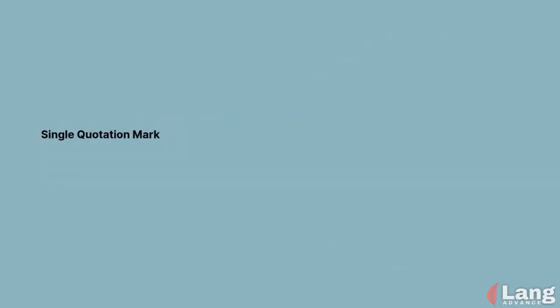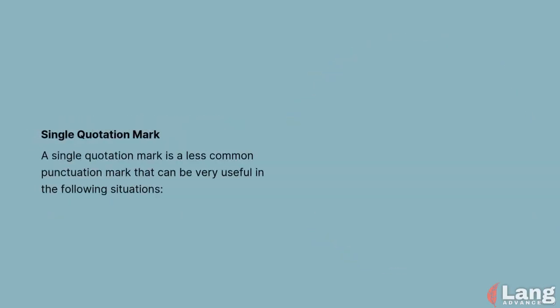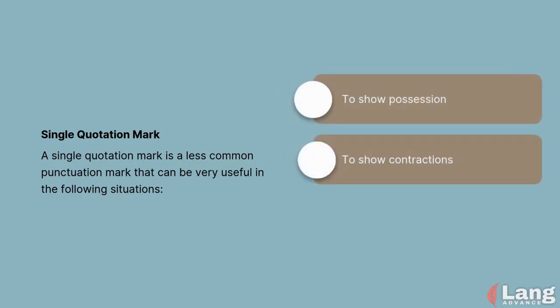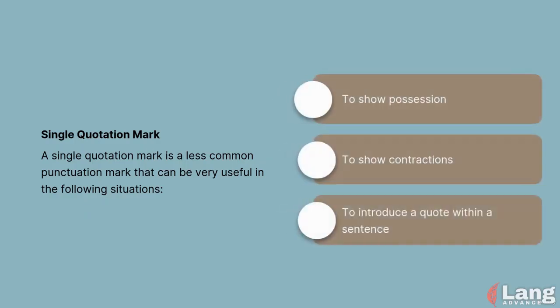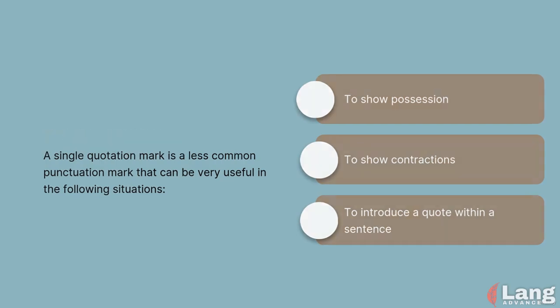Single quotation mark. A single quotation mark is a less common punctuation mark that can be very useful in the following situations: to show possession, to show contractions, to introduce a quote within a sentence.